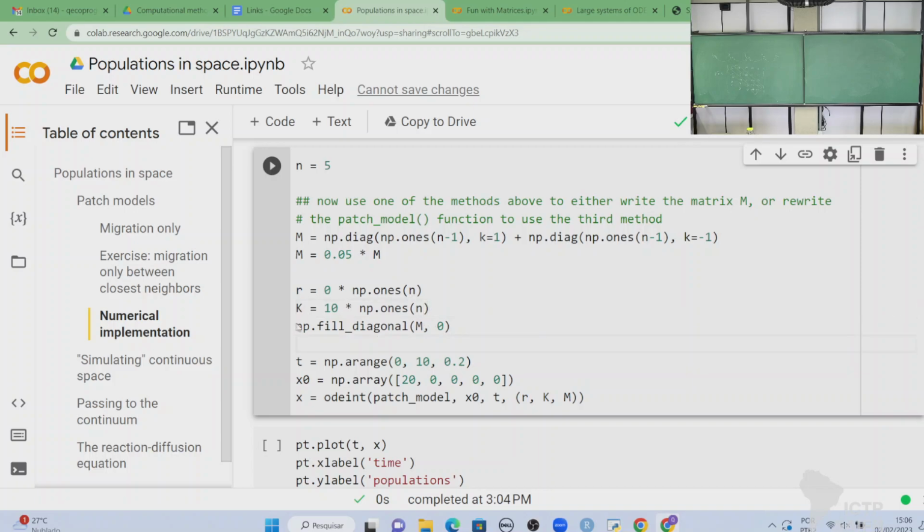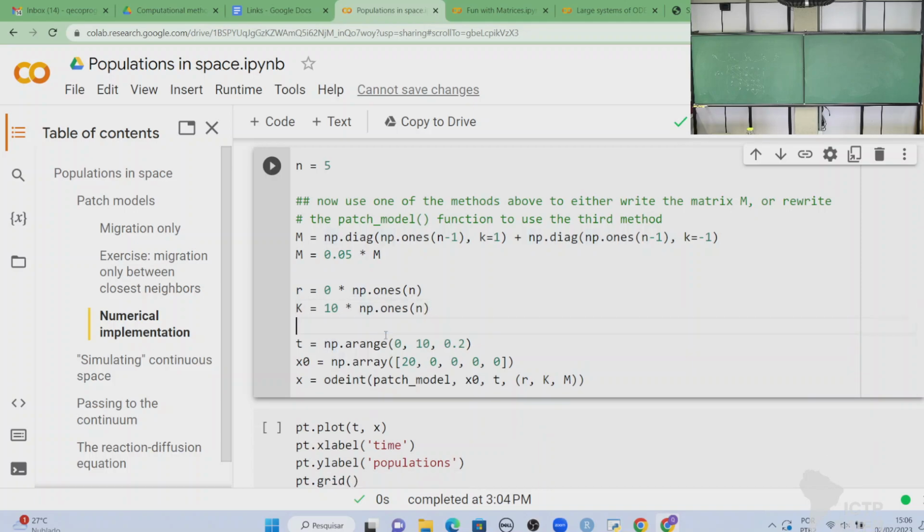Okay, I don't need this anymore, right? Because I already filled my matrix correctly, and here what I use is, I will have 5 patches, with the first one starting with 20 individuals, and all of the other 4 beginning with no individuals, okay? And then what happens for a large time?